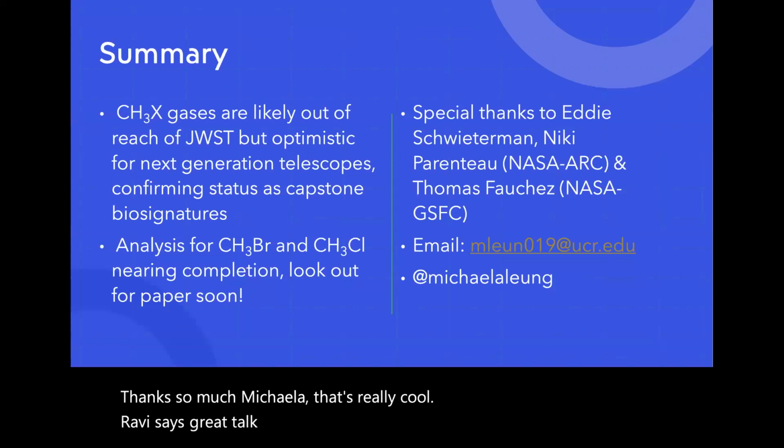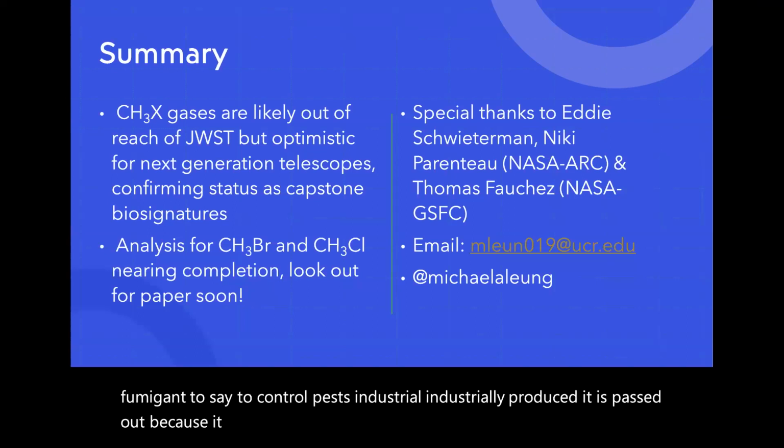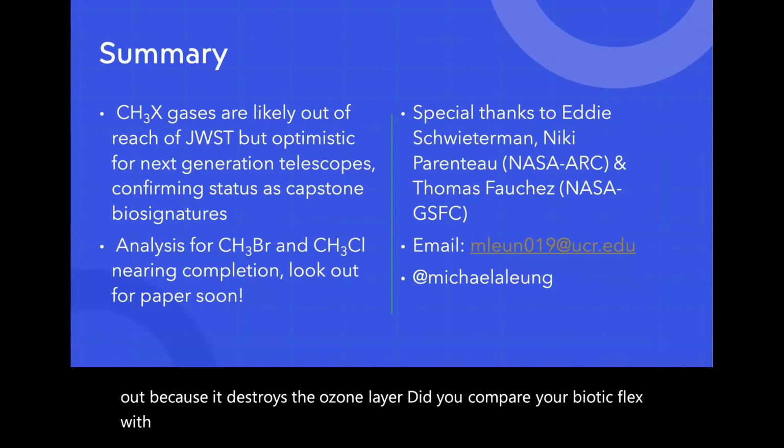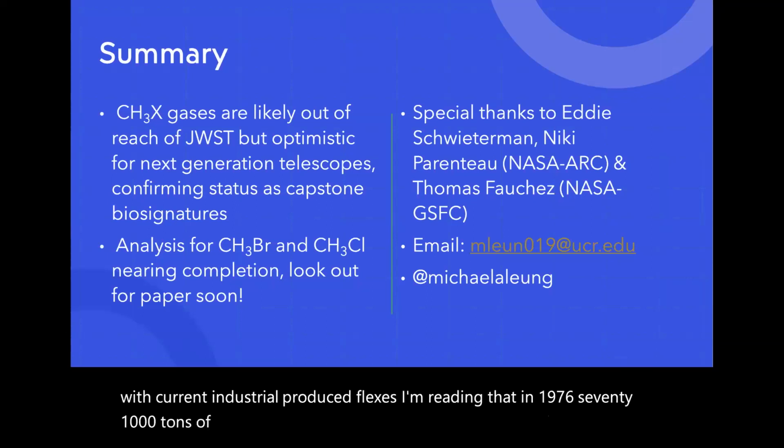Methyl bromide is also used as a fumigant to control pests, industrially produced. It is phased out because it destroys the ozone layer. Did you compare your biotic flux with current industrially produced fluxes? I'm reading that in 1976, 71,000 tons of methyl bromide was produced synthetically compared to 50,000 tons by biology.